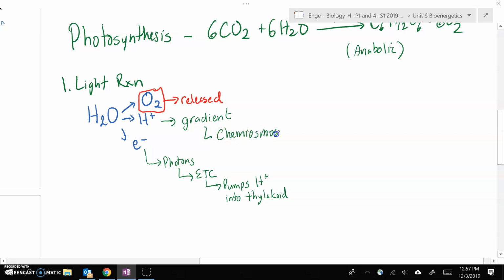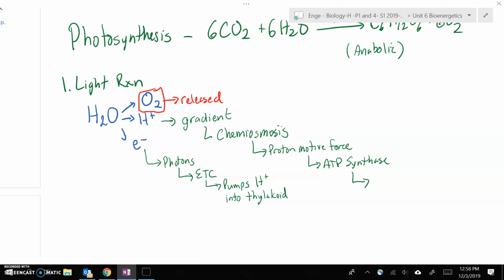It's chemiosmosis, right? Because we have a gradient, we can do chemiosmosis, right? What's the protons or the hydrogens moving? What's that called? Proton motive force through the ATP synthase. And then what do we call adding a phosphate to an ADP? We make ATP, but what's that process called? Good. That gives us ATP. Right.